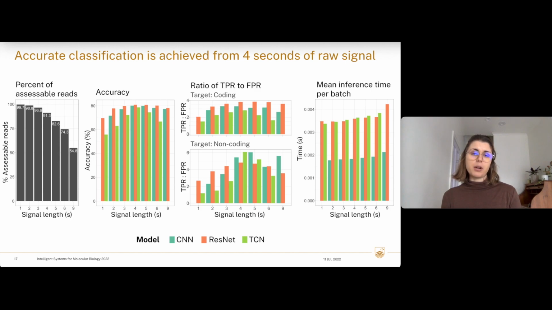And you can see that by prioritising speed, we're not actually compromising on accuracy, because you can see that the CNN in dark green achieves a high accuracy as well as a good TPR to FPR ratio as well.